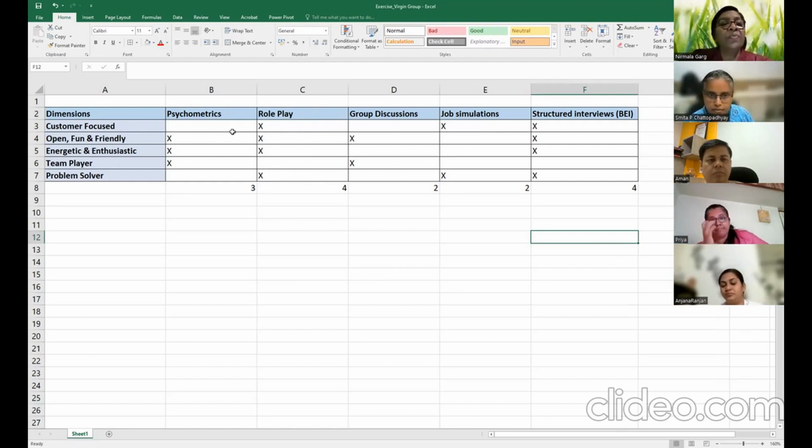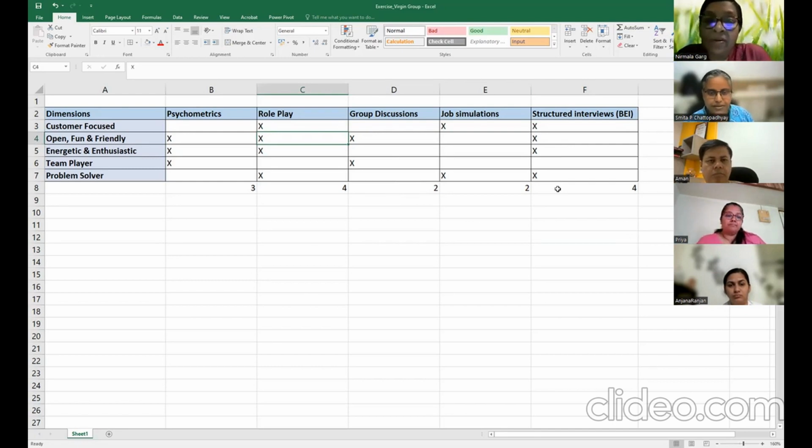Okay. Done. Right. Role play, again, we thought it would capture most of the traits other than team player. Role play, open, fun, friendly. Maybe not exactly. Think about it. Because role play will be a little focused, in terms of whether you want to look at the customer, or at performance reviews between supervisor and subordinate. So here I would not say it's going to evaluate your fun and friendly nature. Definitely not, maybe.